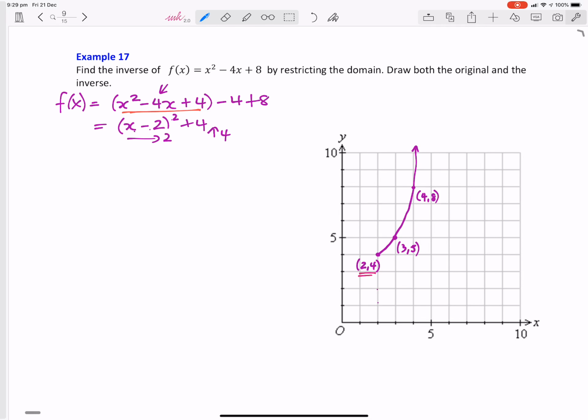y. So if I've got 2, 4, that can become 4, 2. If I've got 3, 5, that'll become 5, 3. If I've got 4, 8, that'll become 8, 4. So it'll look something like that. Where are we? 4, 2, 5, 3, 8, 4.